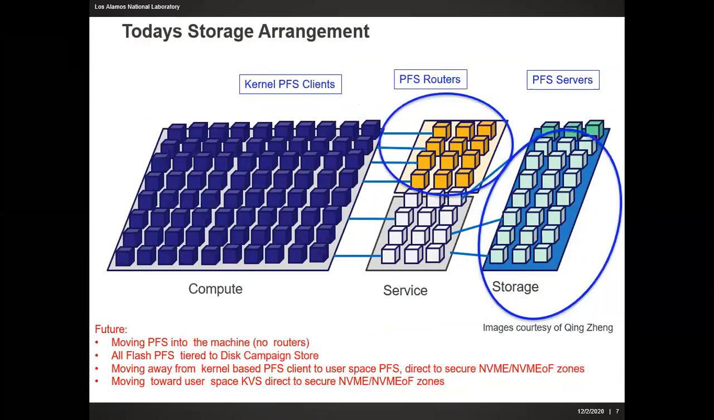This is something you probably all know, how today's storage arrangement is: the big compute fabric, PFS router service kind of nodes, and then PFS servers on the edge. This is where we're at. This is certainly not where we want to be, and we certainly don't think that we'll be able to live in this space for very much longer. So our next machine hopefully won't look much like this.